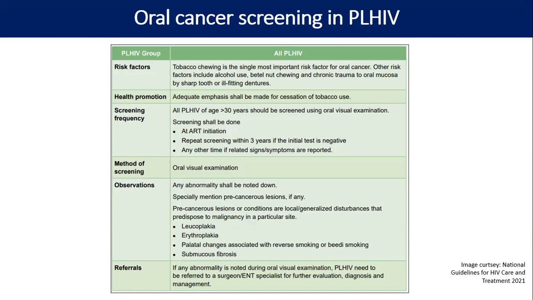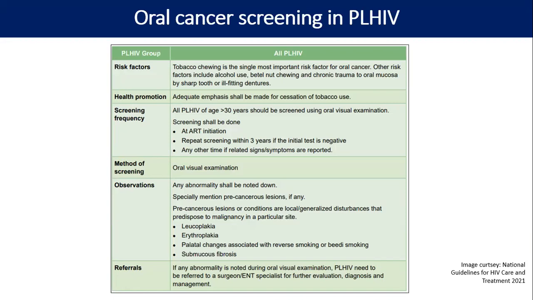And if there is any source of chronic trauma to the oral mucosa, say for example a sharp tooth or ill-fitting denture, we need to advise them to change those or to go for dental care, so that those chronic traumas are removed. Then health promotion, with adequate emphasis, should be made on cessation of tobacco use in any form.